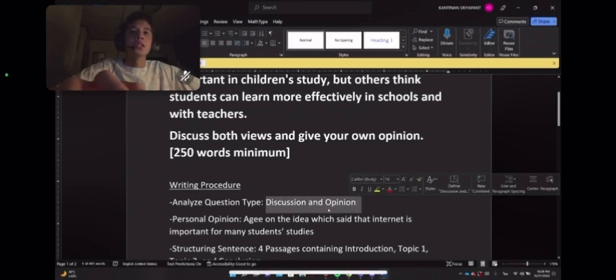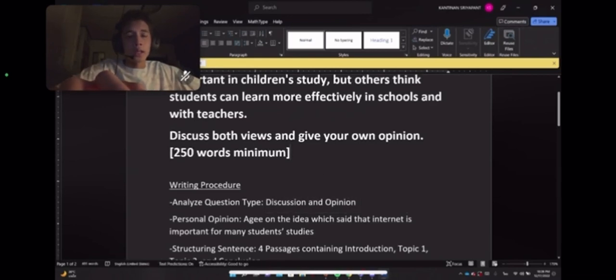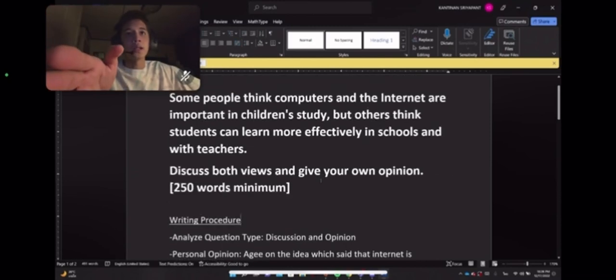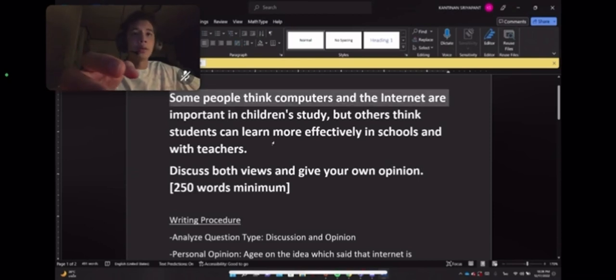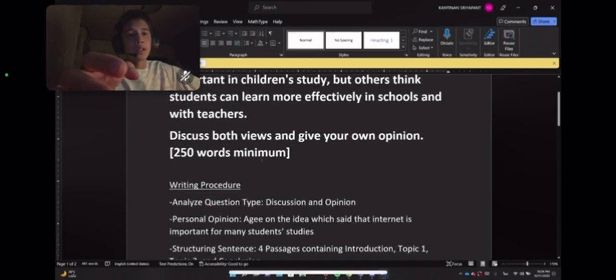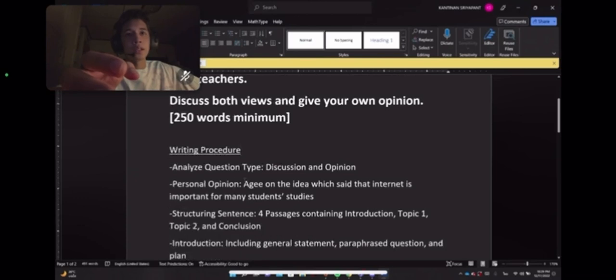Alright, so after we realize the type of question, we can think about the idea towards this topic. Personally, I would say I agree on the idea which said that internet is important for many students' studies.